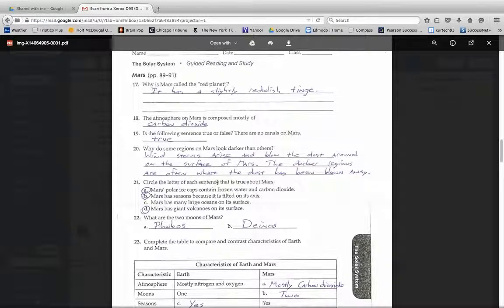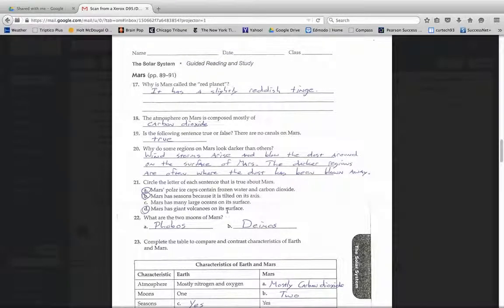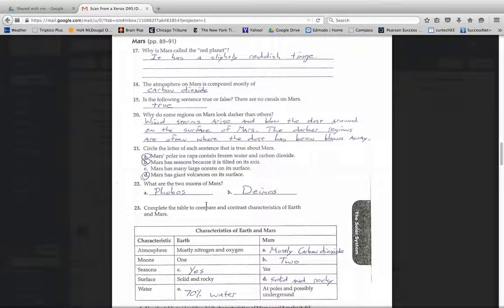21, the letter of each sentence that's true about Mars. Okay, so A, Mars polar ice caps contain frozen water and carbon dioxide. B, Mars has seasons because it's tilted on its axis. And D, Mars has giant volcanoes on its surface. The two moons of Mars are Phobos and Deimos.